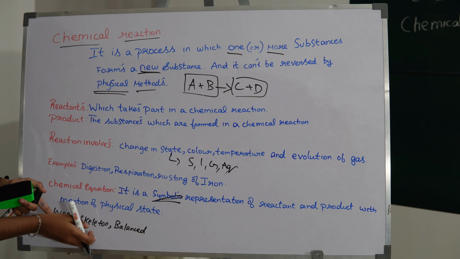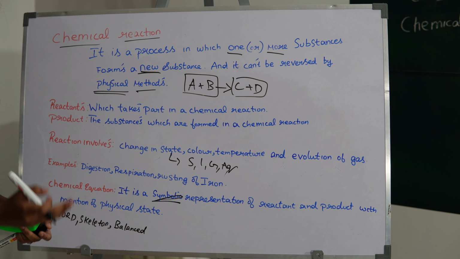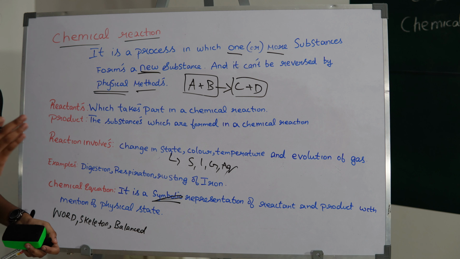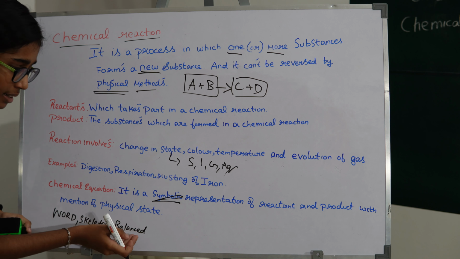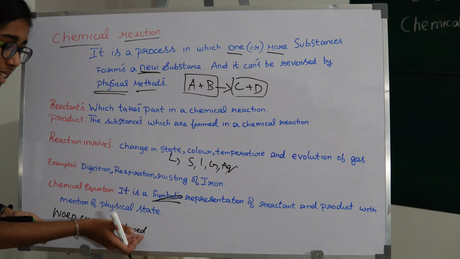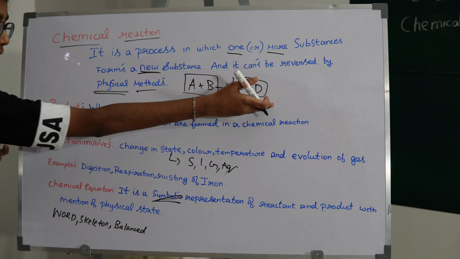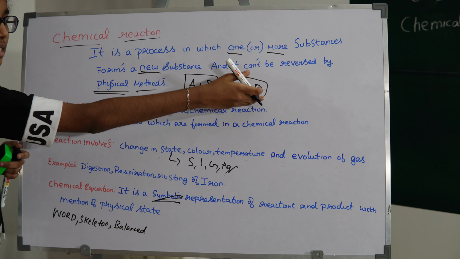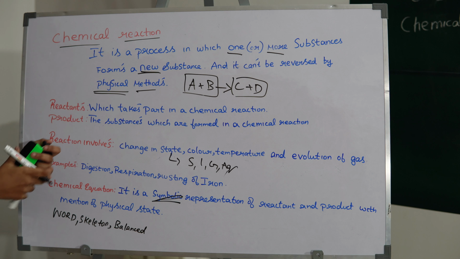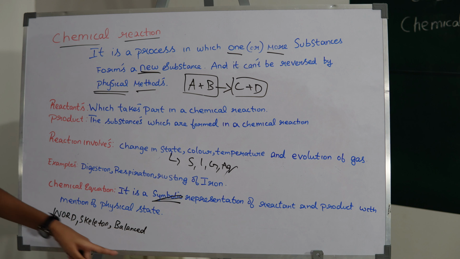If you take a skeleton equation, it is not balanced. It does not have the same amount of elements on both sides. That is a skeleton. And a balanced equation means if the two sides, reactant and product, have the same number of elements and the same number of atoms, it is a balanced equation.